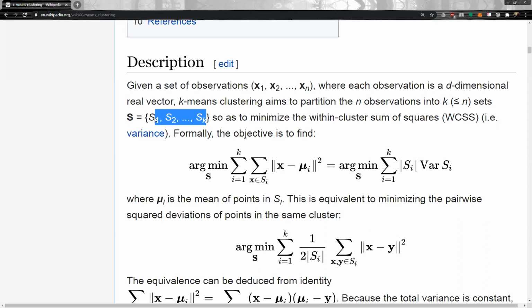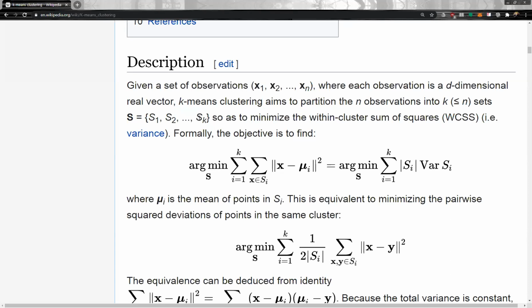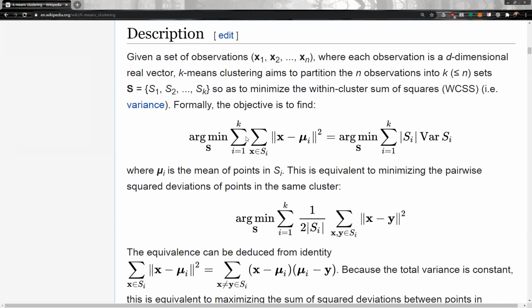We partition so as to minimize the within-cluster sum of squares. So in each cluster, like Sk or S1, the within-cluster sum of squares is minimal. Formally, the objective is to find this one. So we minimize. So we have K sets.